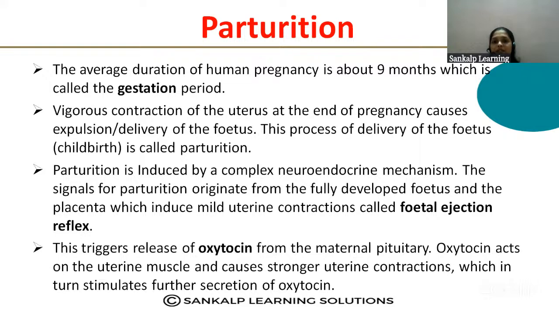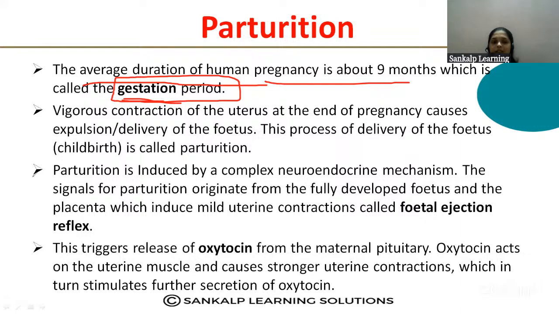Last topic of this human reproduction chapter is parturition. What do you mean by parturition? You know the gestation period. What do you mean by gestation period? That is the pregnancy period of human beings, the average duration of the pregnancy, that is called gestation period, right? What is gestation period? That is also asked.